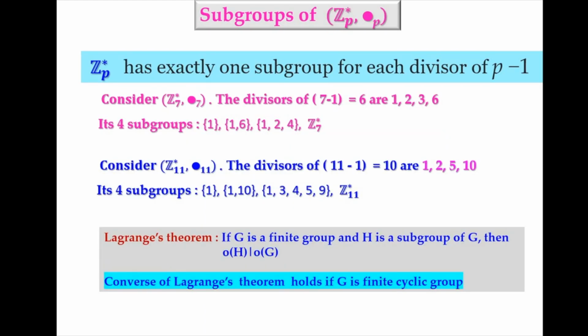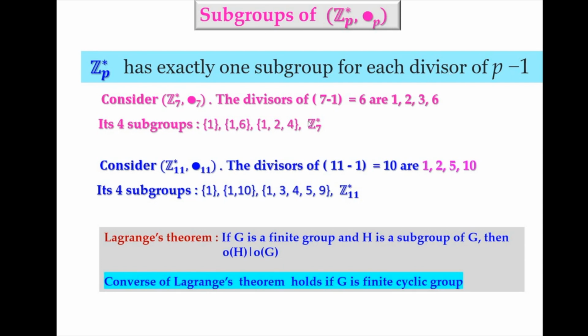Next we have subgroups of Zp star under multiplication modulo p. Now Zp star has exactly one subgroup for each divisor of p minus 1. For example, if we consider Z7 star under multiplication modulo 7, the divisors of 7 minus 1, namely 6, are 1, 2, 3 and 6. Its 4 subgroups are given by this. How do we say that these are the 4? The number of subgroups is determined from this statement: however many divisors you have, so many subgroups you have.